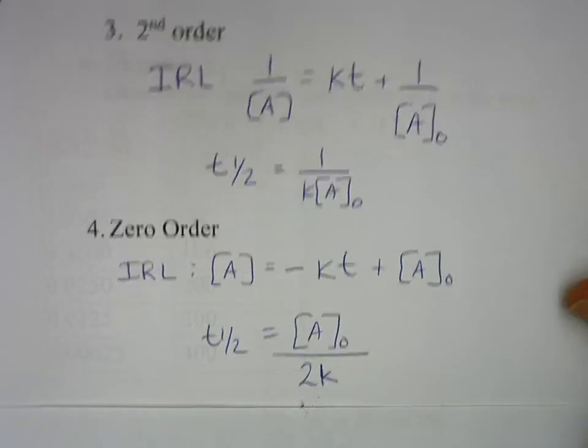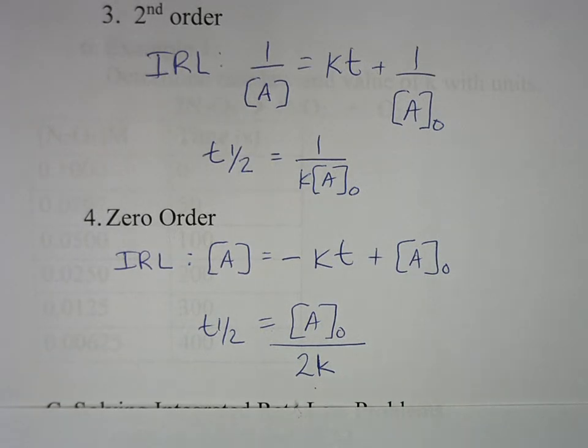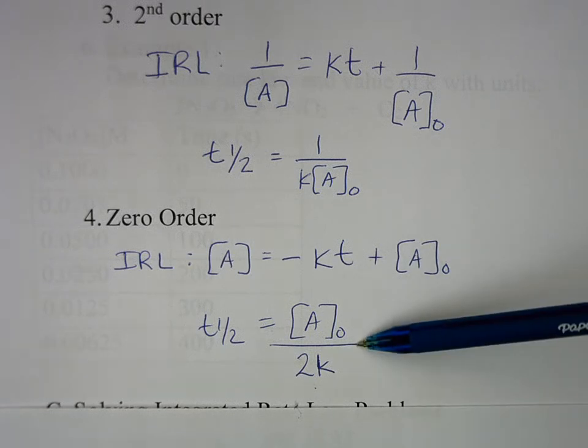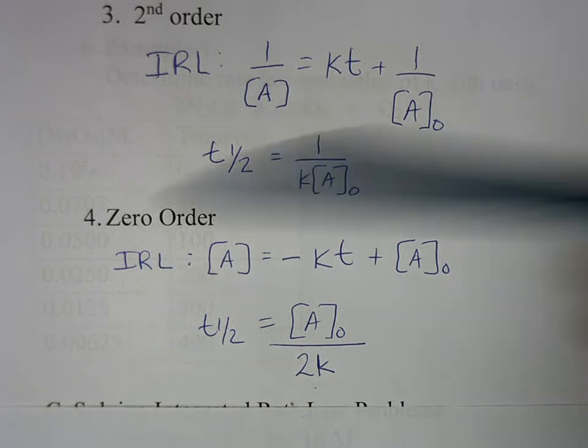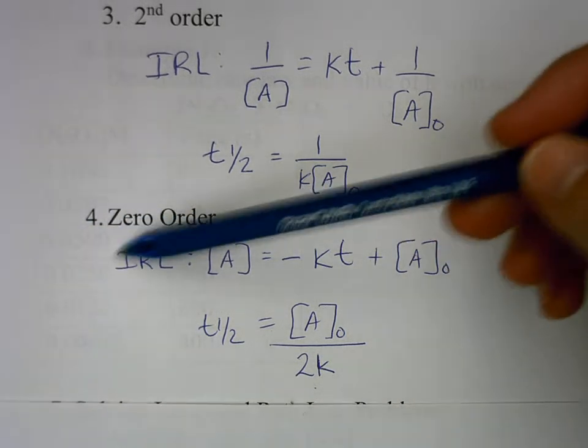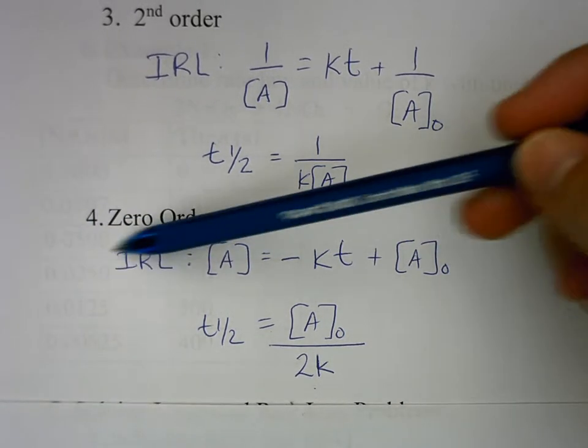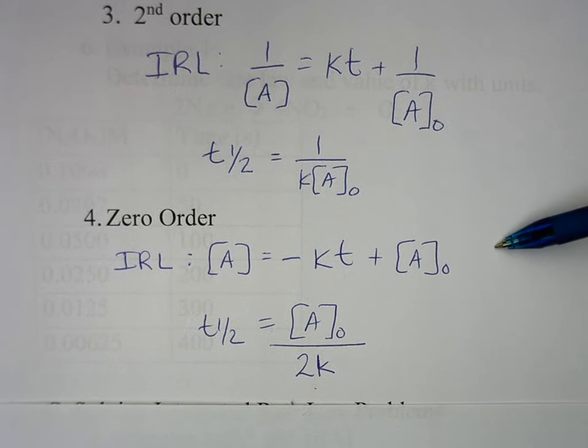I'm confused. Do we have 2 formulas for each one? Well, there are just 2 different types of questions. Some questions will ask you for half-lives, and so you have to use these equations to calculate the half-lives. Sometimes they'll just ask you to write out the integrated rate law, and that's what these are. I'm just throwing out the equations right now.